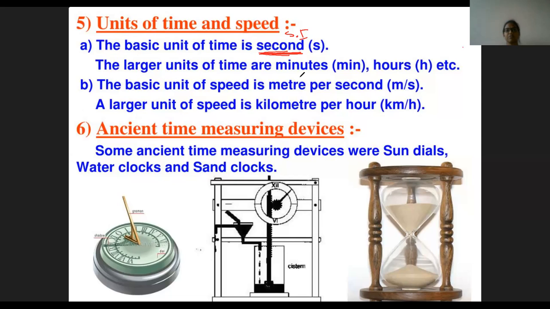The larger units of time are minutes, hours and days. The SI unit of speed is meters per second. Now you know, speed is equal to distance traveled divided by time taken, where distance is measured in meters and time in seconds. So taking the second up, it becomes seconds to the power minus one, meter per second. This is the SI unit of speed.